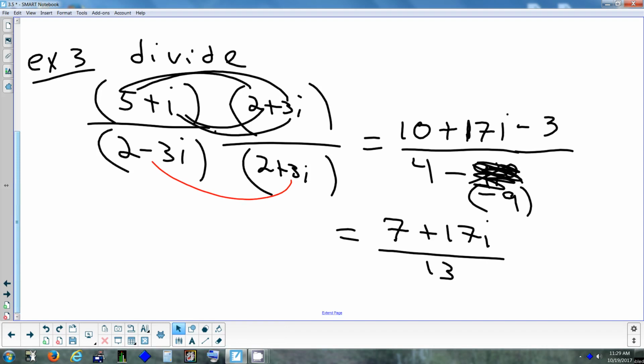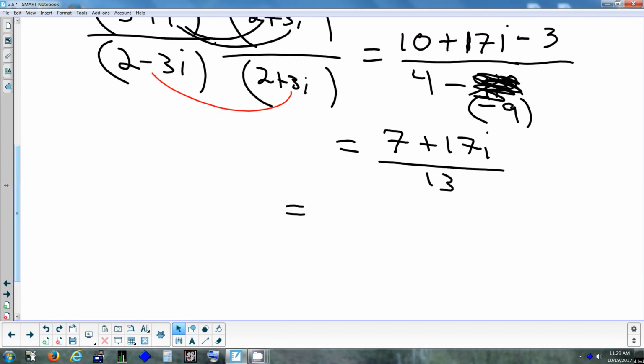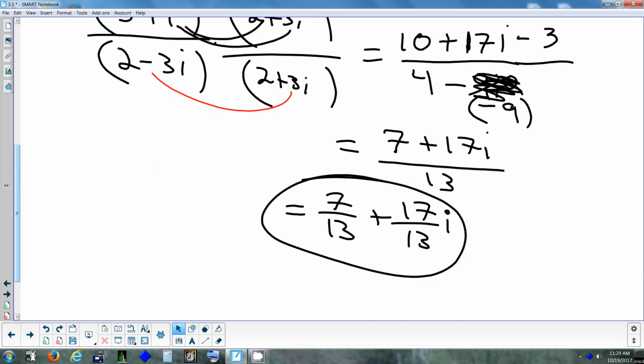And now that's basically the final answer, except what they usually do is they separate it into the real part, which is 7/13, and the imaginary part, 17/13. Okay, so in that last step, just put each number separately over that. Okay. That's standard form. You can put the i in the middle, or you could put the i in the top. Most of the time when it's a fraction, people just put i in the middle. Okay. All right, any questions on division?